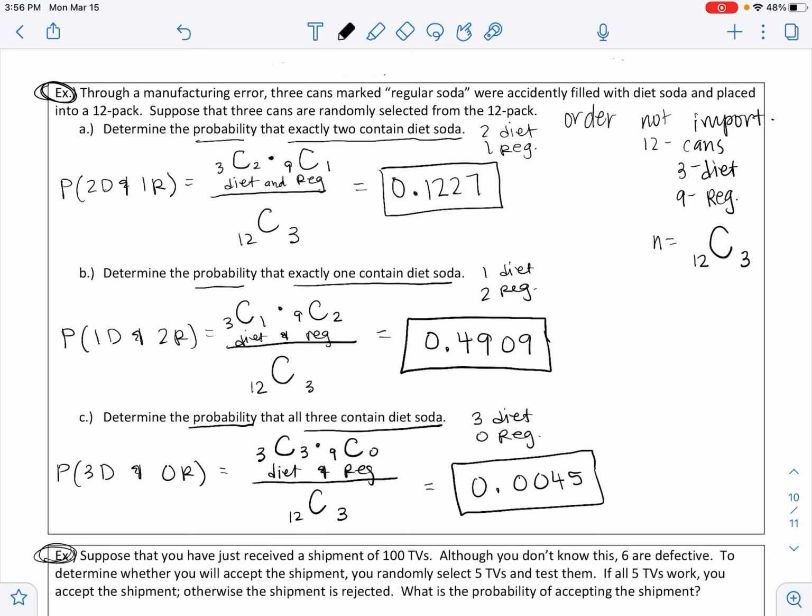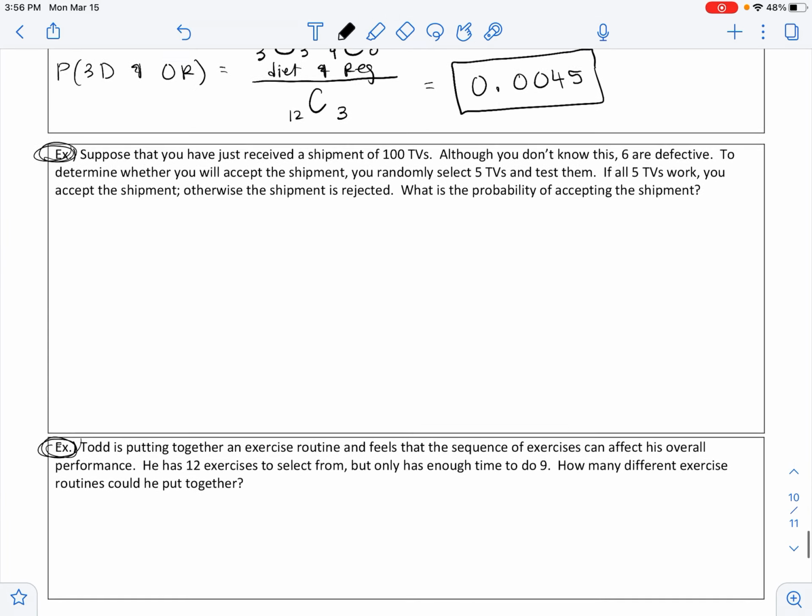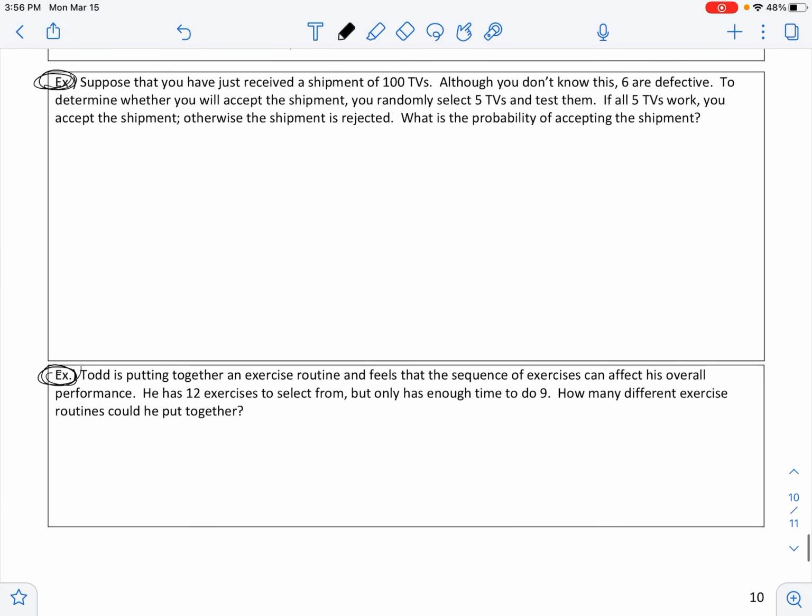The example right below this says, suppose that you have just received a shipment of 100 TVs. Although you don't know this, 6 of them are defective. And again, we had 100 TVs total. To determine whether you will accept the shipment, you randomly select 5 TVs and test them. If all 5 TVs work, you're going to accept the shipment. Otherwise, the shipment is rejected. What is the probability of accepting the shipment?